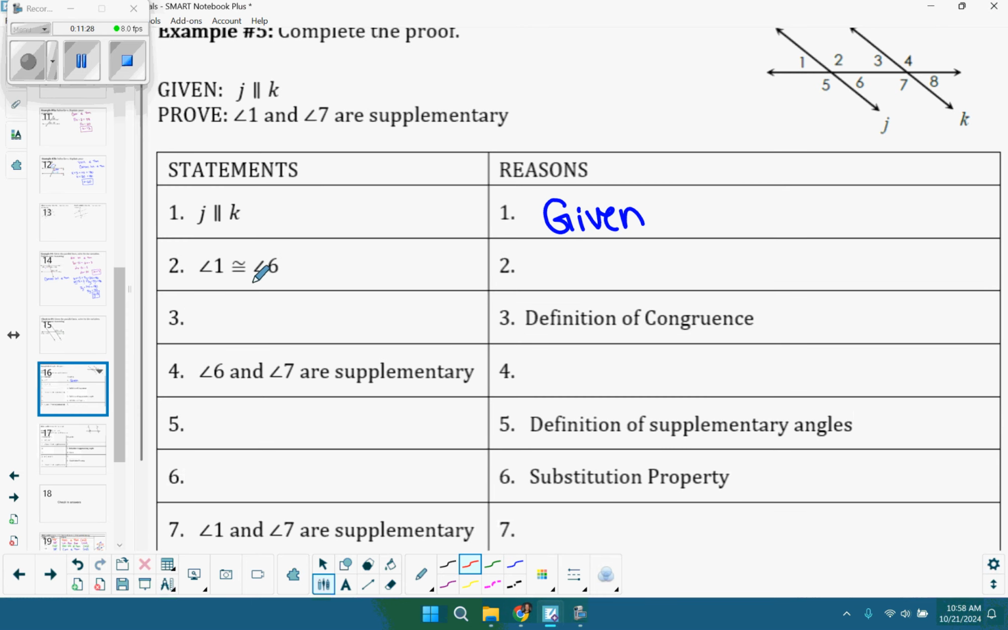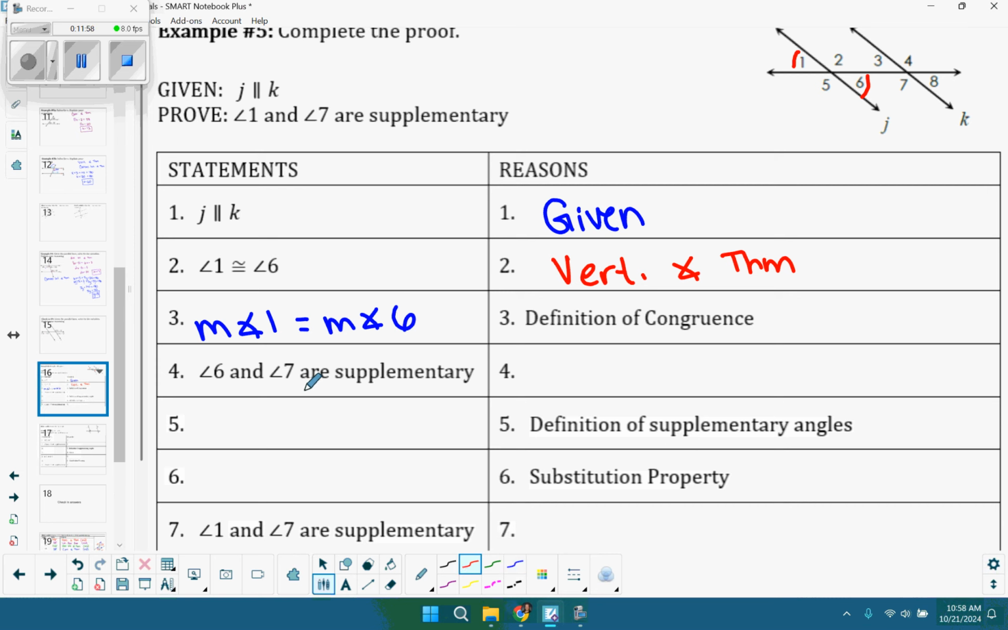So now I'm saying angle 1 is congruent to angle 6. And if I look at the picture, we're going to have to look at the pictures quite a lot more now. If I look at the picture, 1 and 6 are vertical angles. So that's the vertical angle theorem. Then it says I'm using the definition of congruence. So if I take the two angles that I knew were congruent, I can now switch them to say that they're equal.